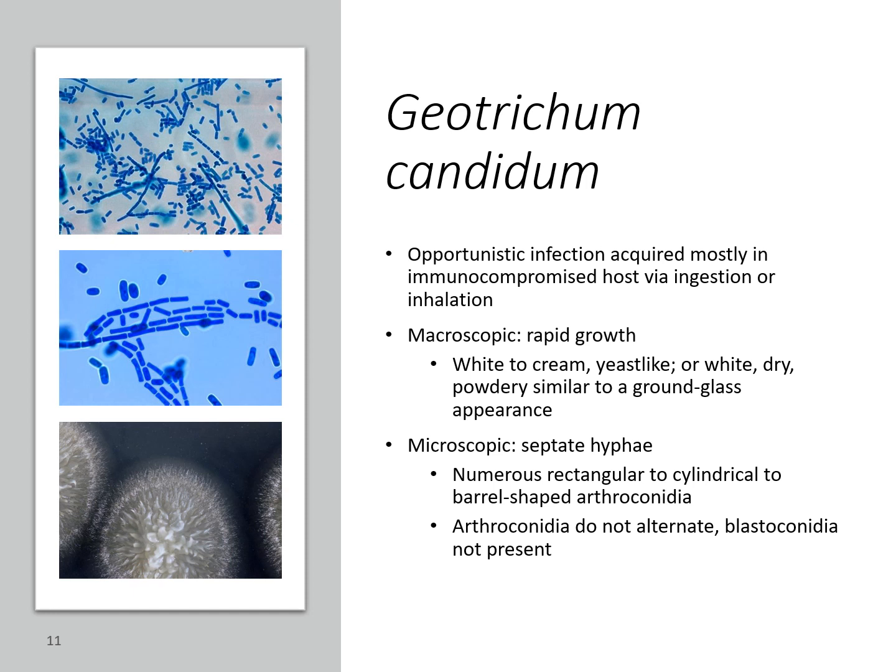Geotrichum candidum is an opportunistic organism, so it will cause an infection in the immunocompromised host, usually through ingestion or inhalation. For the macroscopic appearance, these colonies tend to be white to cream with a yeast-like look to them, but they can also be wet, dry, powdery, similar to a ground glass appearance.